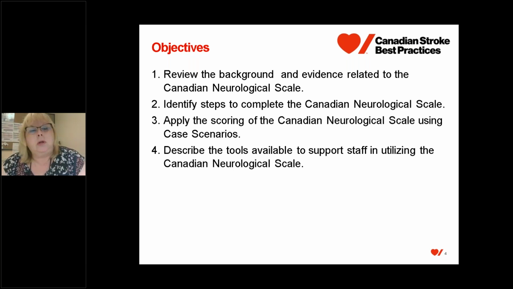The objectives for the presentation are that at the end, participants will be able to review the background and evidence related to the Canadian Neurological Scale, to identify steps to complete the Canadian Neurological Scale, to apply the scoring of the Canadian Neurological Scale using case scenarios, and finally, to describe the tools available to support utilization of the Canadian Neurological Scale in clinical practice.